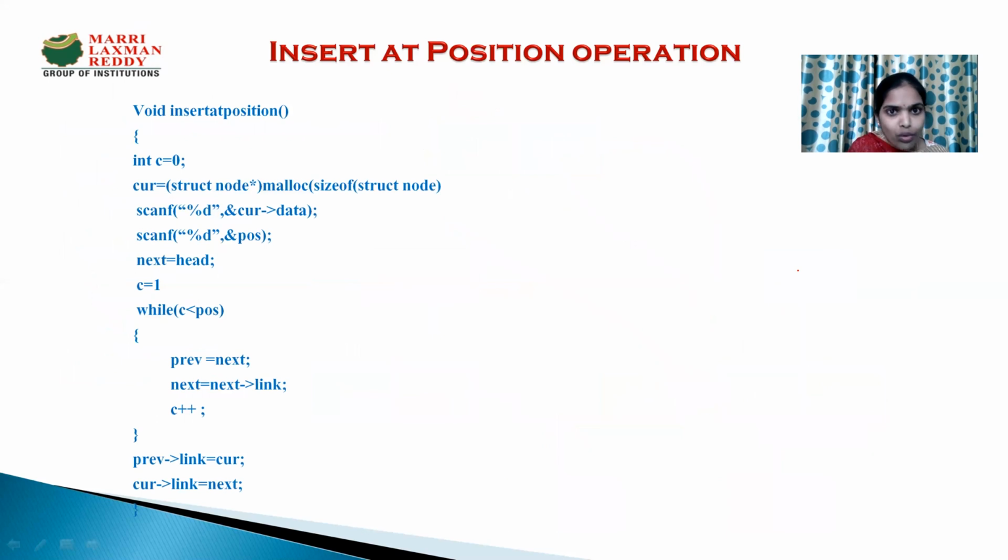Here is the source code of this insertion in C language. Initially, I am declaring count equal to 0. To create a new node called current, I'm using the malloc function statement. After that, for inserting data, I'm using a scanf statement. Then I'm reading the position. Initially, I'm making the head node the next node, and I'm repeating this loop until I find position number 3. Then at that particular position, with the help of these two statements, I'm linking the previous node to the current node and the current node to the next node.